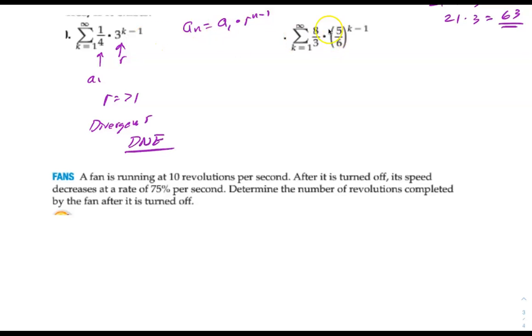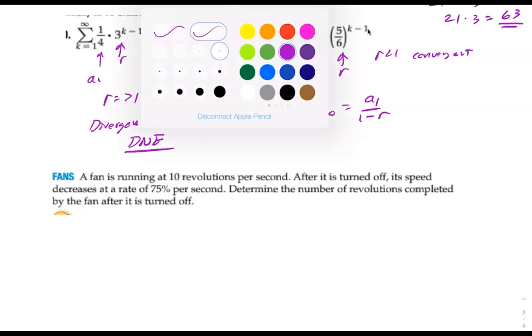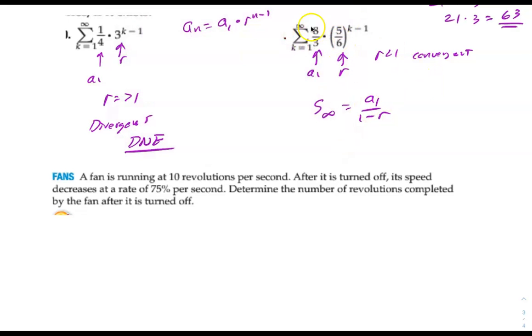The one right here, here's my a1, here's my r. R is less than 1, so this is convergent. You could do it. So all I can do is use my formula. S infinity equals a1 over 1 minus r. A1 would be the first term here, 8/3. R would be the one right here, 5/6. So I got 8/3 over 1 minus 5/6.